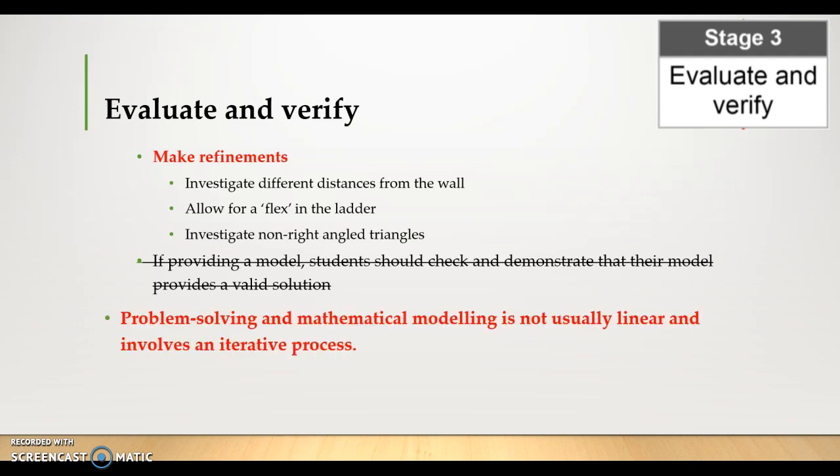So remember, problem solving and mathematical modelling tasks are not linear, and they normally involve a process where you look at what you've done and look to refine and perfect it.